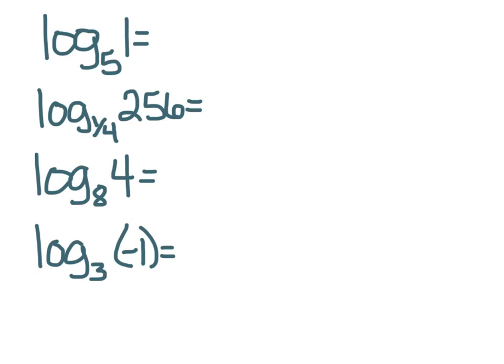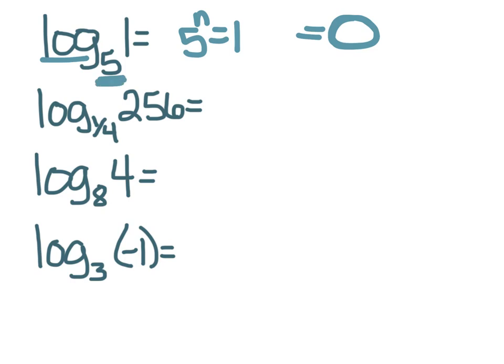Log base 5 of 1. So I say, well, 5 to the what power gives me 1? And I know that anything to the 0 power is 1, therefore my n has to be 0. Little trick, any log with an argument of 1 is always going to be 0, because you have to raise something to the 0 power in order to get 1.